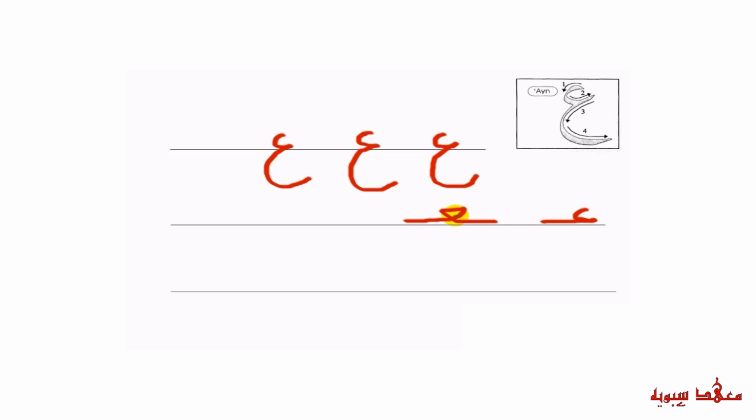Now in the final form, it's similar to this. What we do is, we have the previous letter, and then to finish it off, we go up, across, and then it's going to be similar to the last part. So it's going to be down like this. So let's draw the three ayns one after the other.